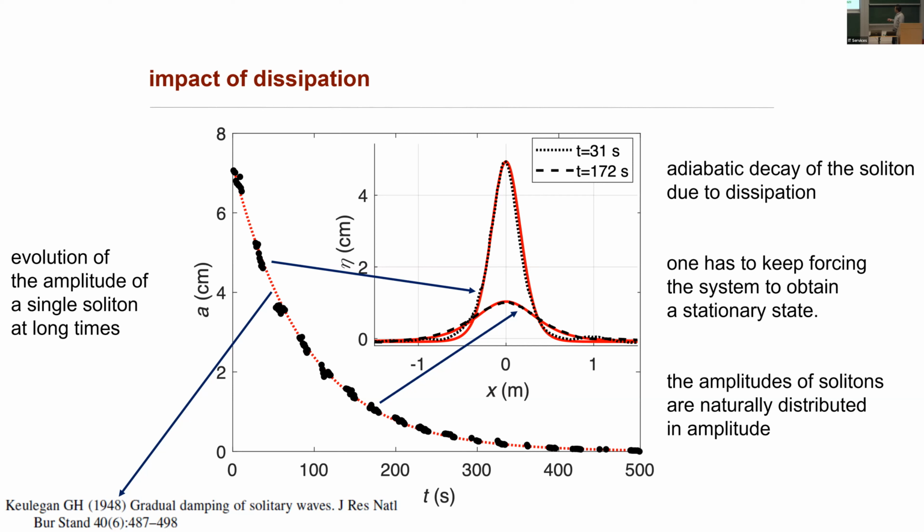And as I come from weak turbulence rather than integrable turbulence, I like stationary states. So if you have damping and you want a stationary state, you have to force. So we keep forcing, putting solitons in the system. And the consequence of this is that the amplitude of the solitons will be distributed. Old solitons will be small, and young solitons will be large.